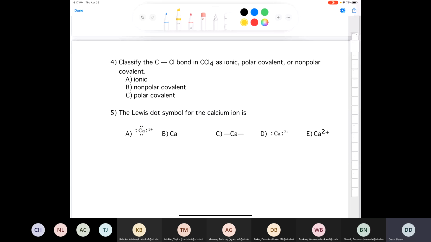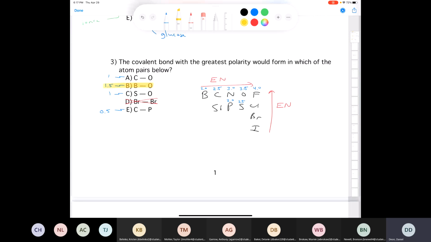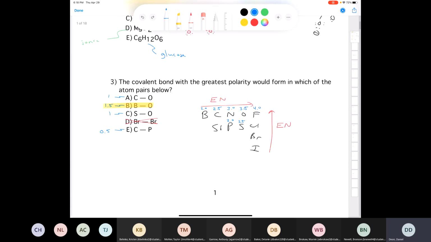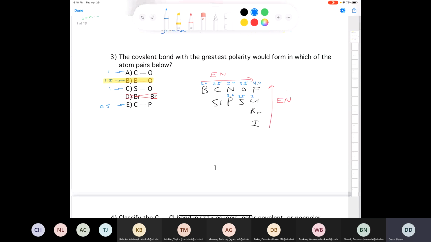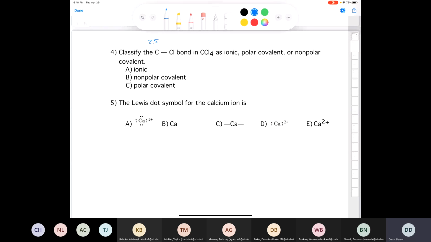Question number 4 says classify the carbon-chlorine bond in CCl4 as ionic, polar covalent, or non-polar covalent. Well, let's go back over here. When we go down from fluorine to chlorine, remember the down 1 and over 2 rule. That means chlorine is going to have an electronegativity of about 3.0. So we've got our carbon, which is 2.5, and our chlorine, which is 3.0. The difference in electronegativity is 3 minus 2.5, which equals 0.5.